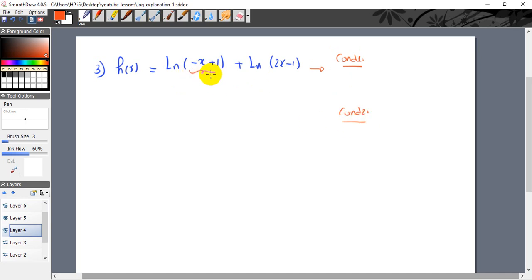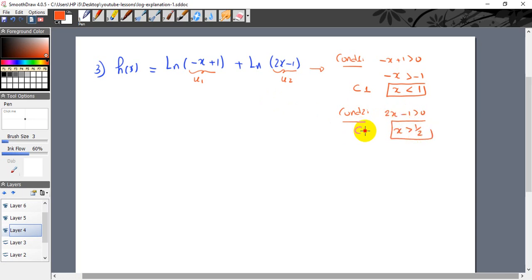This is the first u that we have to take care of. So minus x plus 1 should be greater than 0. Minus x greater than minus 1. We have to divide by negative 1. We reverse the sense of the inequality. We get x less than 1. This is condition 1. Now, the second condition, if you like, you may call this one u1 and this one u2. The second condition, 2x minus 1 should be greater than 0. Simple calculations, we get x greater than half.